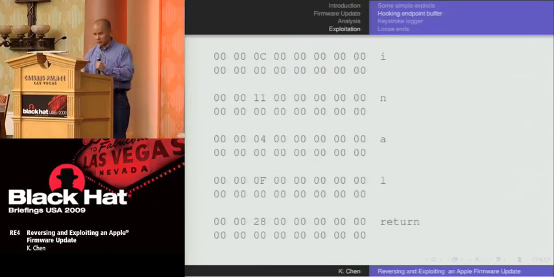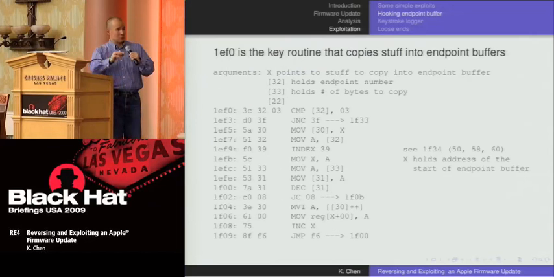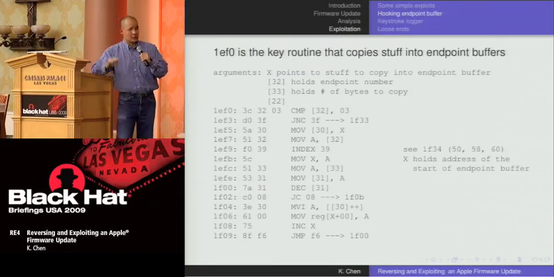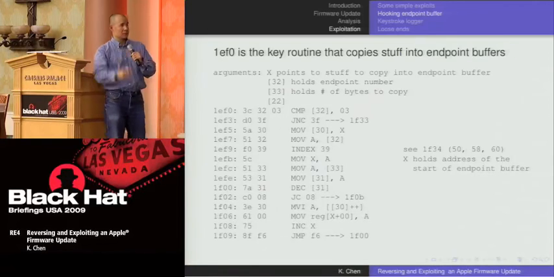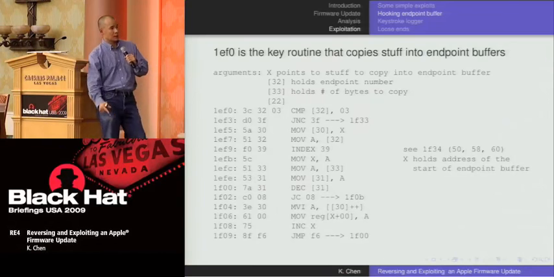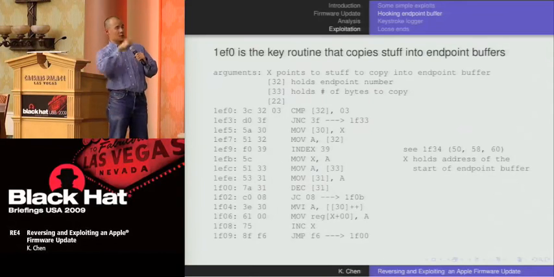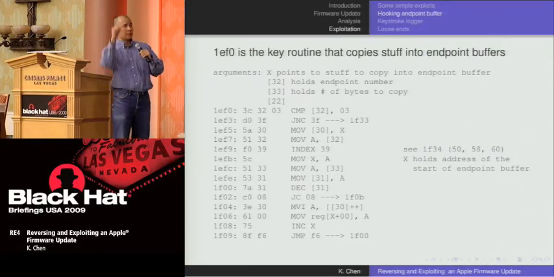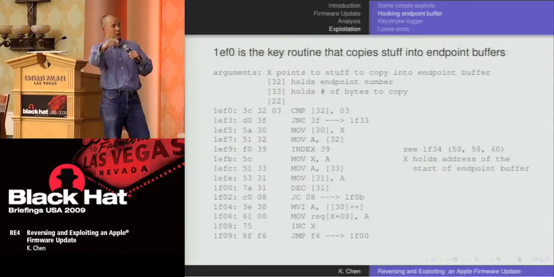Okay, so now in terms of Apple's firmware, we want to look at the routine that copies data to the endpoint buffer. This is crucial for exploitation. This is the routine that does it. It's at 1EF0. The X register points to the data we want to copy. The endpoint number we put into memory location 32, and into memory location 33, we put the number of bytes to copy.